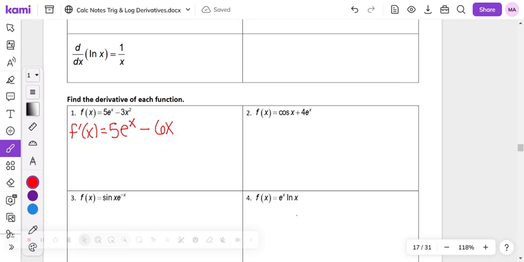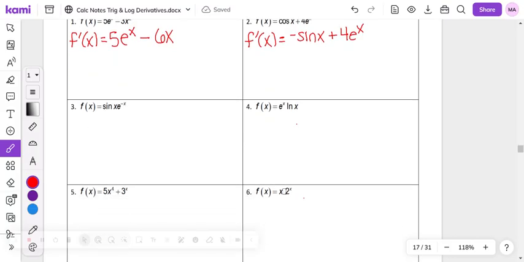Not bad. The second one, we have cosine of x. So you have to remember or use your formula sheet that the derivative of cosine of x is negative sine of x plus 4 times, and there it is again, e to the x. Derivative is e to the x. I bet you had that memorized already.